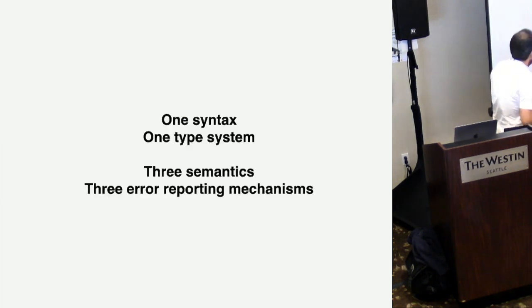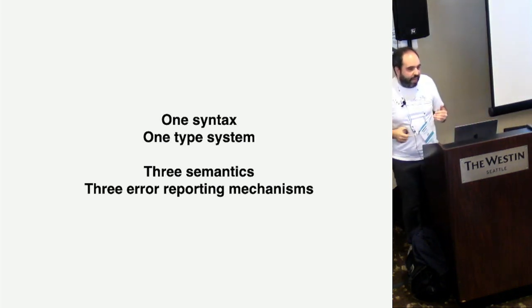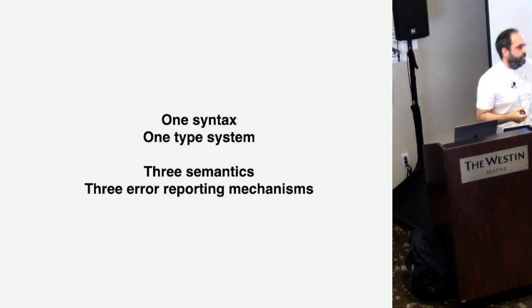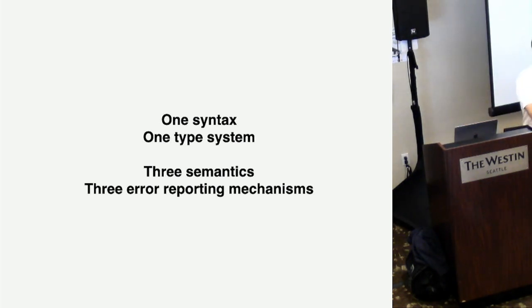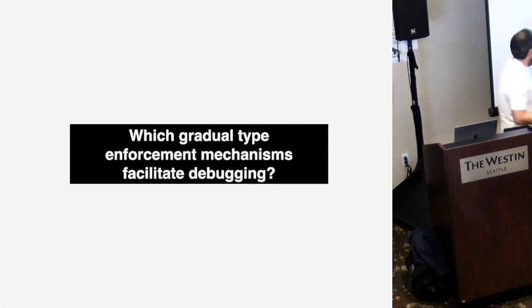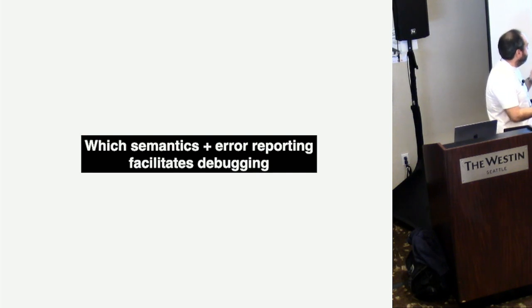Okay? So the summary of what I want to say is that basically I showed you a setup where we have a single syntax, a single type system, the type system of Typed Racket, which by the way is very close to the type system of TypeScript. Okay? But we have 3 different semantics and 3 error reporting mechanisms. So now that we have eliminated a bunch of variables about the setup of gradual typing mechanisms, we can go and refine our question about gradual typing and debugging. And basically, we can say which combination of semantics and errors helps us with debugging.